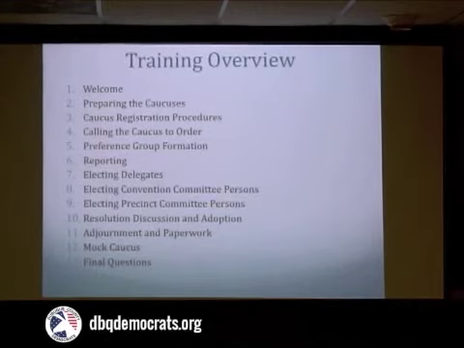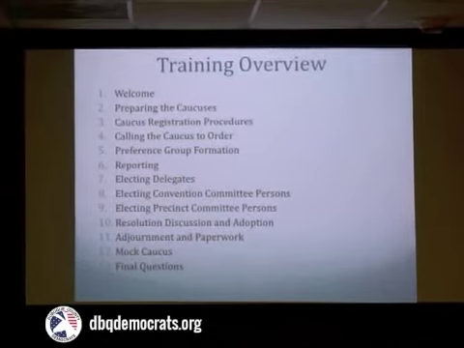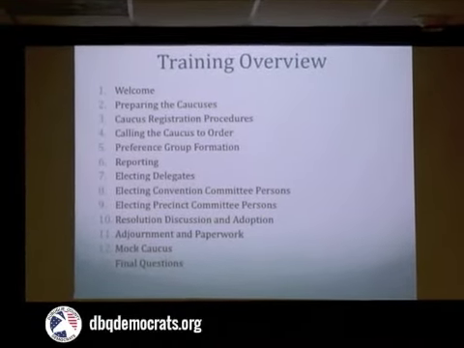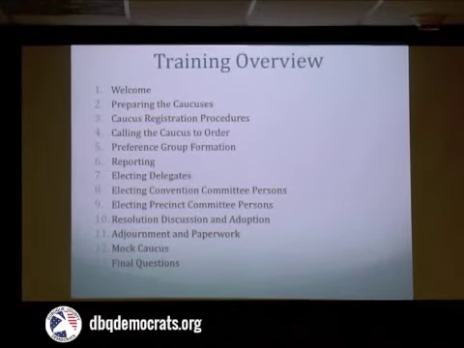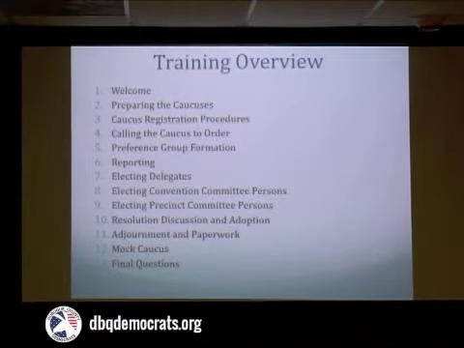So I'll do an overview first of what we're going to talk about. We've done the welcome here. We're going to go over preparing for the caucuses themselves, calling the caucus registration procedures, calling the caucus to order, preference group formation, reporting, electing delegates, electing county committee people, electing precinct committee people, resolution discussion and adoption, adjournment paperwork. If time's looking okay, we might do a mock caucus, depending on what's going on, and then any final questions you might have.